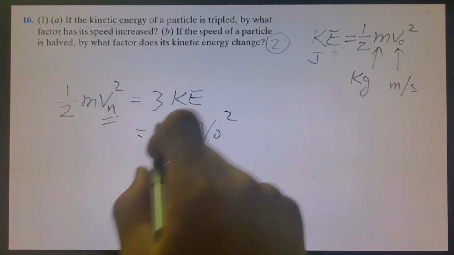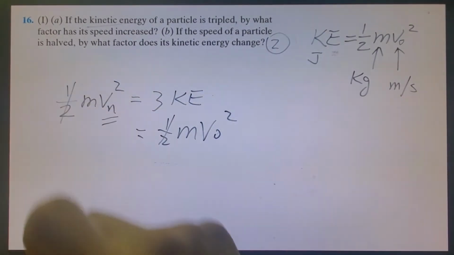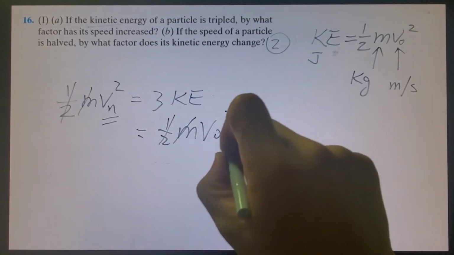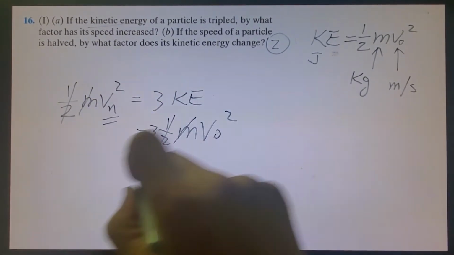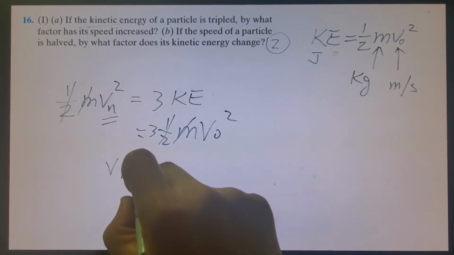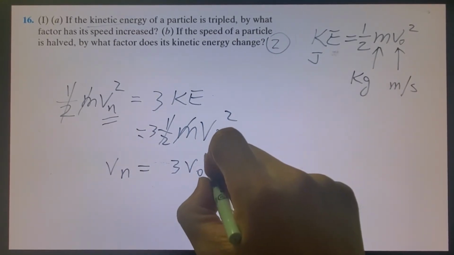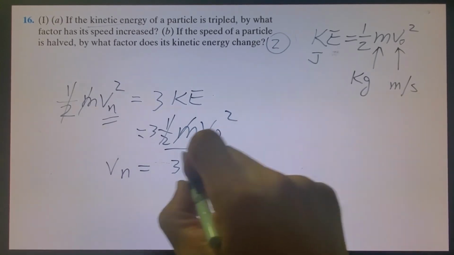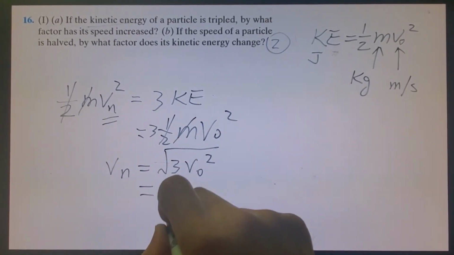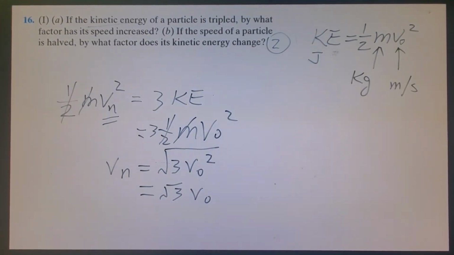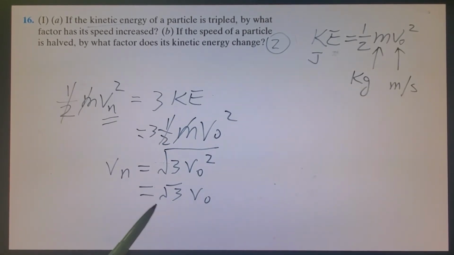How do I solve this? I have a half, so I can divide by a half on both sides. I can divide by m on both sides. Vn squared is equal to 3 times Vo squared. And you take the square root of it, so Vn is equal to the square root of 3 times Vo. All right, so if you want to triple the kinetic energy, you do not need to triple the velocity. You only need to multiply by the square root of 3.